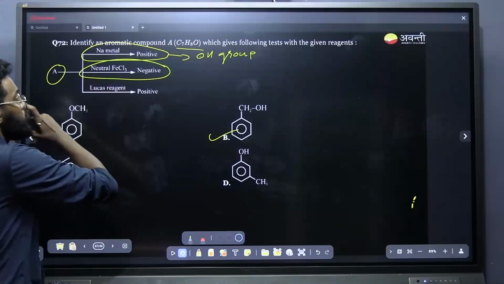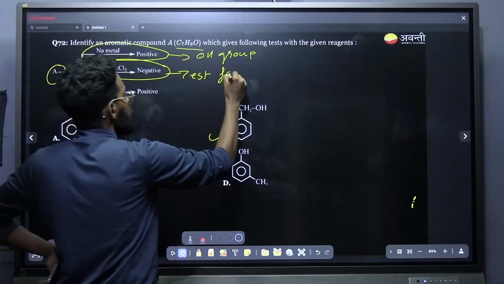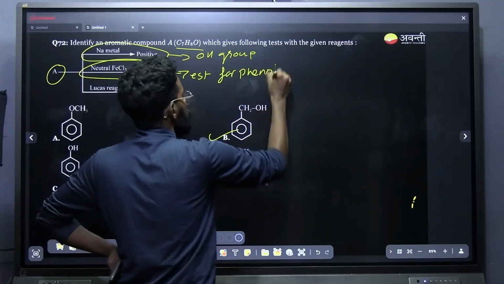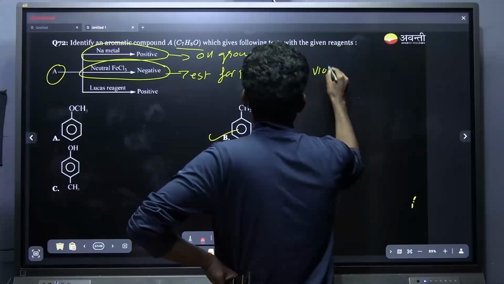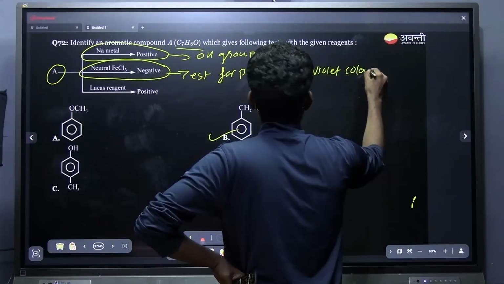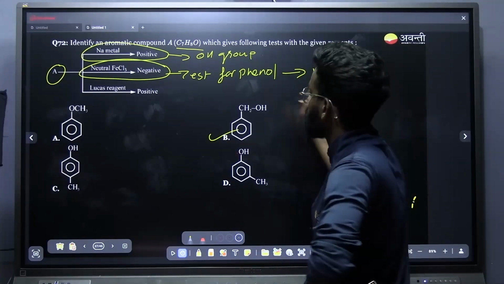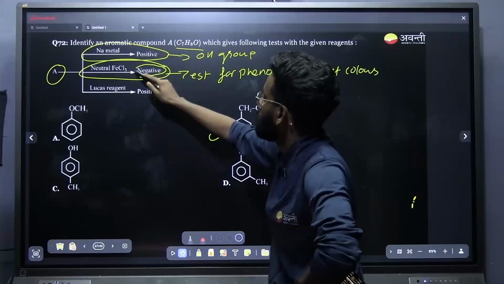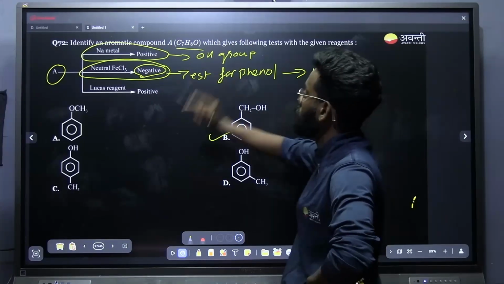Neutral FeCl3 is a test for phenol. If it is positive, it will give a violet color. As here it is negative, we can say that it is not a phenol. It is an OH group.